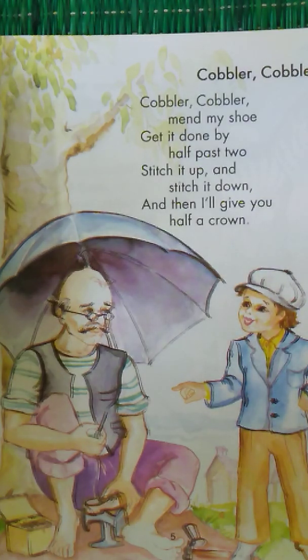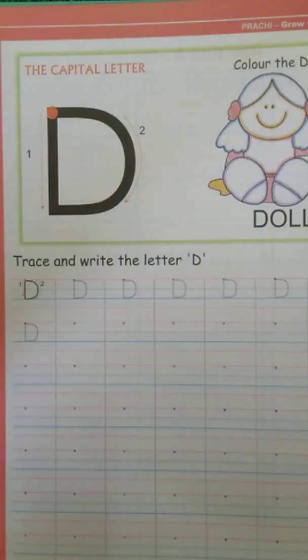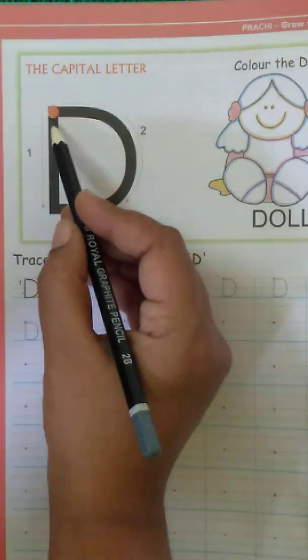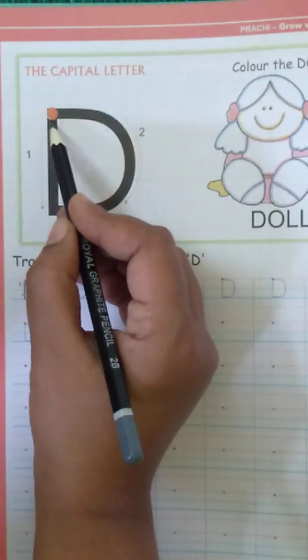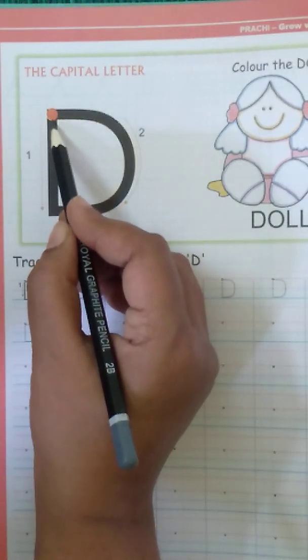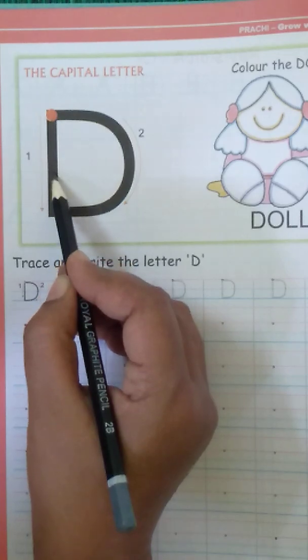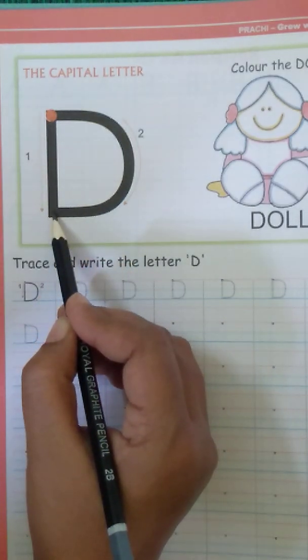Okay, children, listen to this rhyme every day and learn this. Okay. Now we will turn to capital letters book, page number 40. Today you are going to learn to write the letter D. Which letter is this? D. Look at the red arrow mark. You are supposed to follow the red arrow mark.